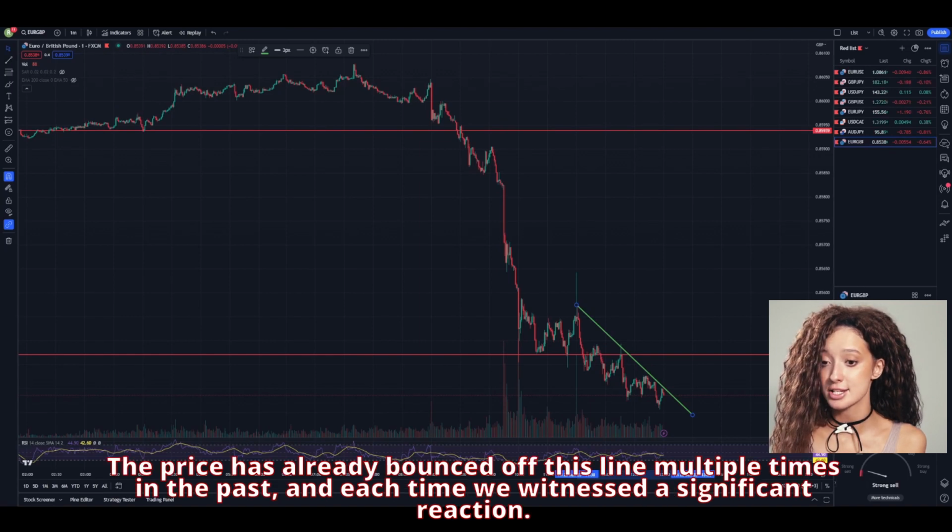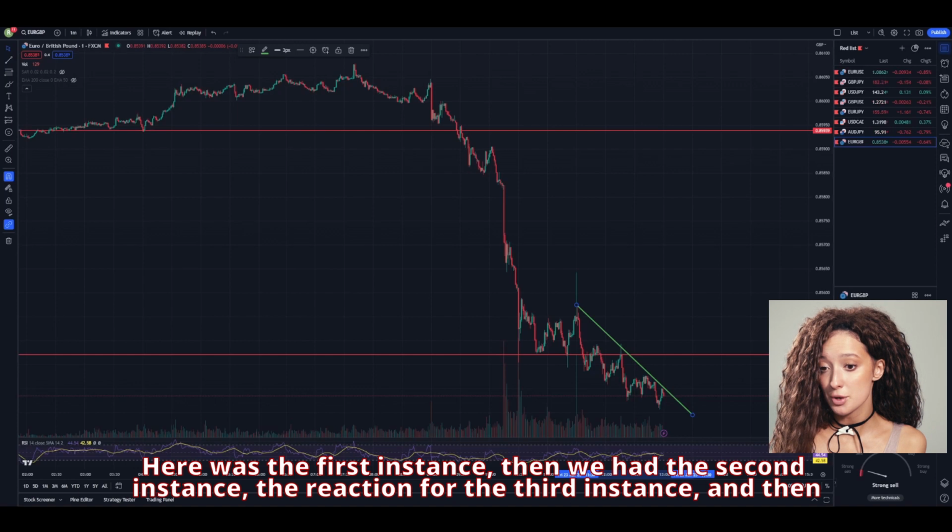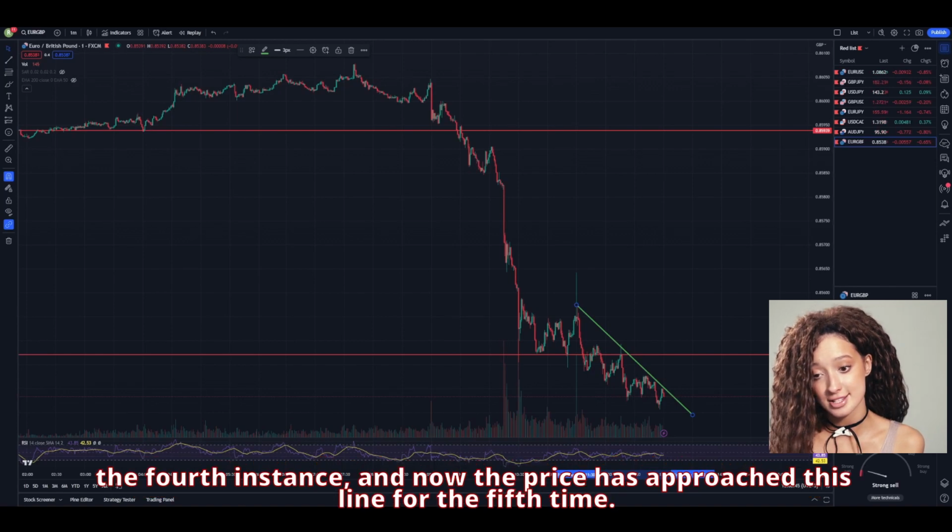The price has already bounced off this line multiple times in the past, and each time we witnessed a significant reaction. Here was the first instance, then we had the second, the reaction for the third, and then the fourth, and now the price has approached this line for a fourth time.